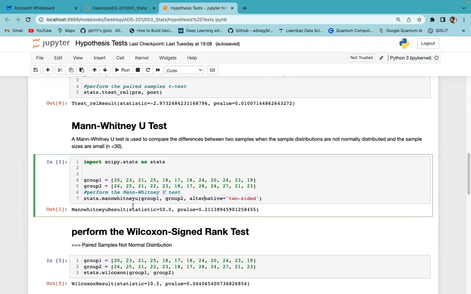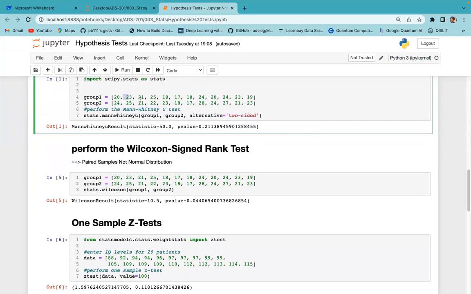This is the function, you should remember it. We are providing the group 1 values and group 2 values, and these two are not normally distributed. We can even plot the histogram for group 2, and you will not get a histogram with a normal distribution.